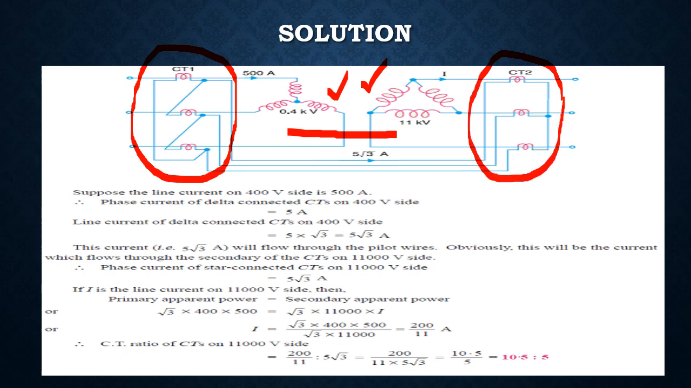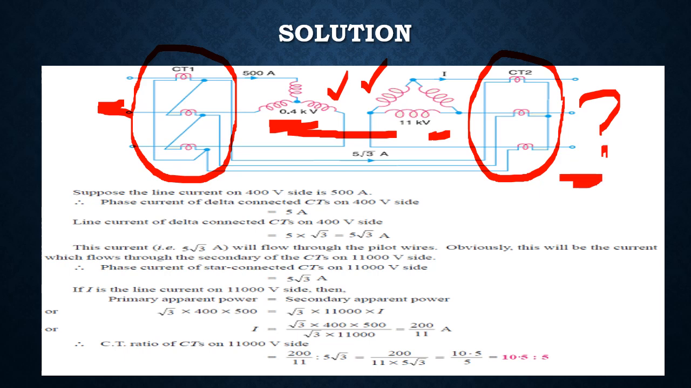So why are we connecting the CTs like this? In order to compensate the phase difference, the phase shift between the primary and secondary currents of the transformer. In the problem, it is also mentioned that the CT ratio of the CTs on the 400 volt side is 500 by 5 amperes. We need to find the CT ratios of CTs on the 11 kV side.